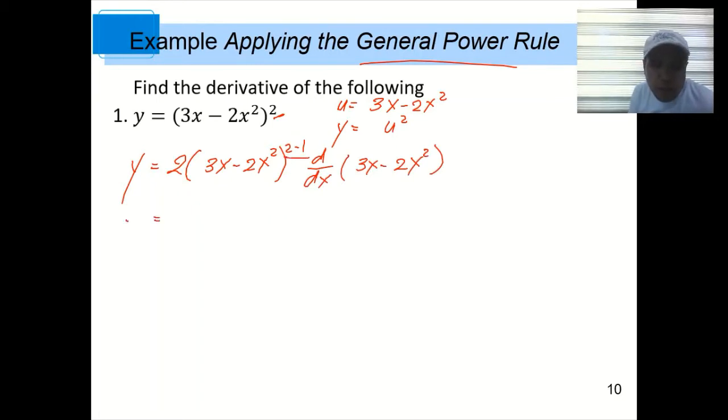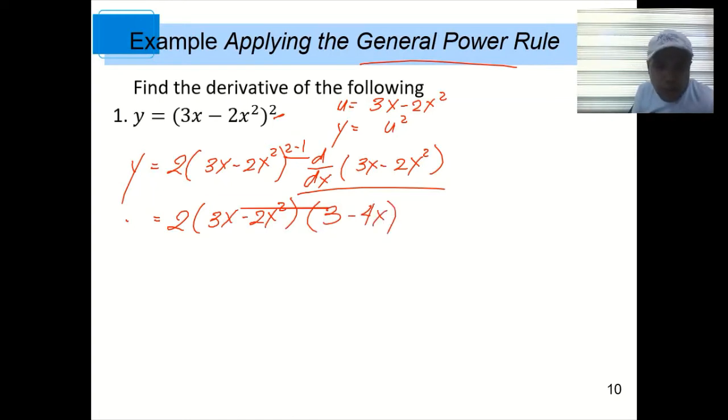simplifying this, ito magiging 1 na lang, and kuha natin derivative ito. So that will be 2 times 3x minus 2x squared times 3 minus 4x. So if we will try to simplify this equation, algebra na lang naman yun, we will eventually get 16x cubed minus 36x squared plus 18x. So that is our first example in applying the general power rule for the chain.